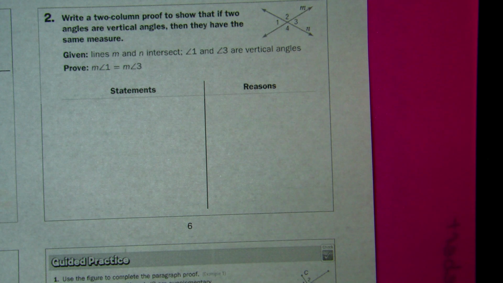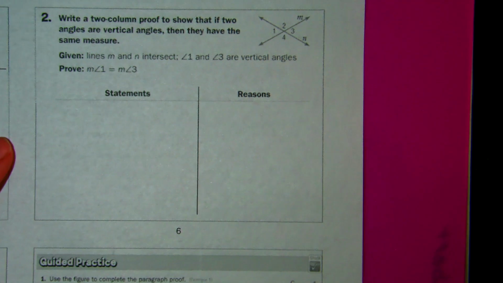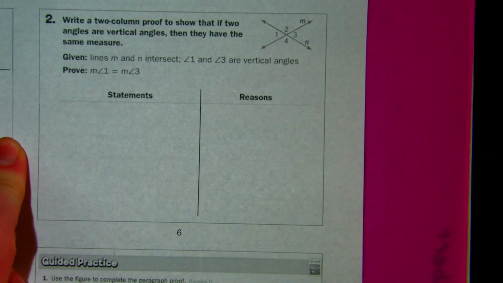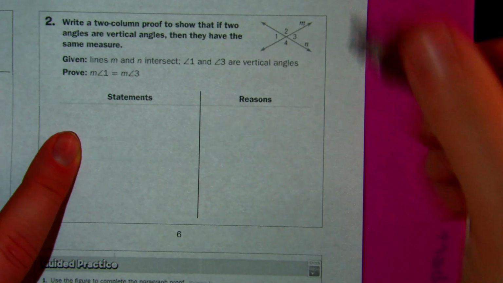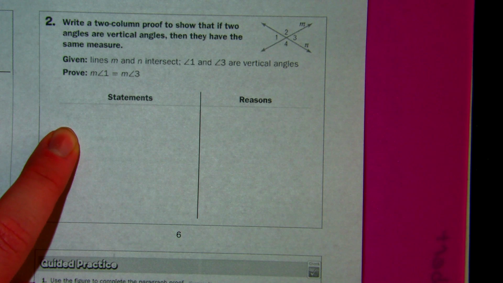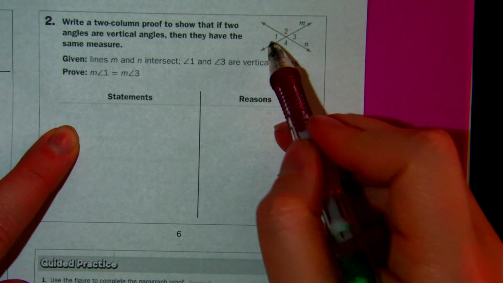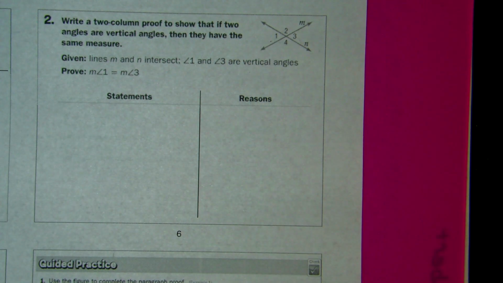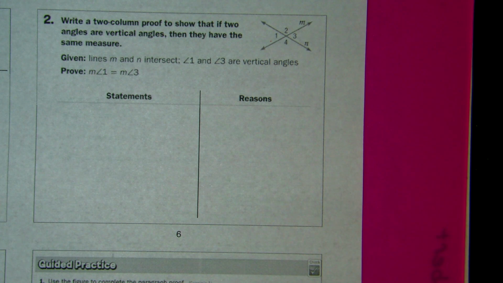Write a 2-column proof to show that if 2 angles are vertical angles, then they have the same measure. It says lines M and N intersect. Angle 1 and angle 3 are vertical angles. So we're going to have to prove that angle 1 equals angle 3. We can't just say they're vertical, so they're equal. We have to prove vertical. These ones are the hardest thing to do, is to prove definitions, I think.